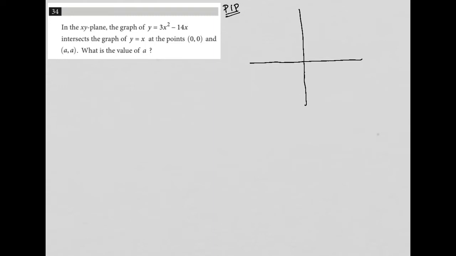So in the xy plane, the graph of y equals 3x squared minus 14x intersects the graph of y equals x at the points 0, 0, and a. So let's do some work here. So we know we have an intersection here at the origin. That's my 0, 0. And we know we have an intersection here at a. And we know that we have a line y equals x, which is actually going to go through these points. So that makes sense, actually.